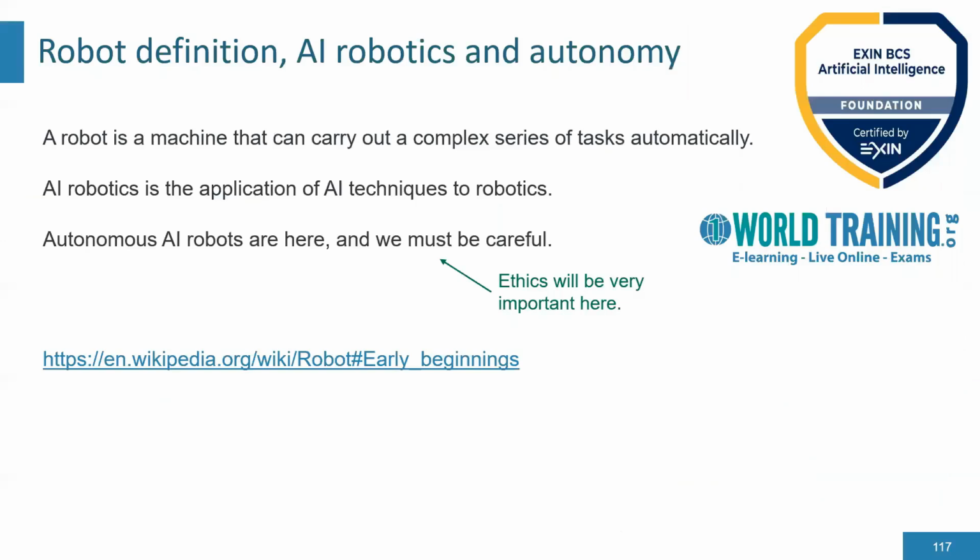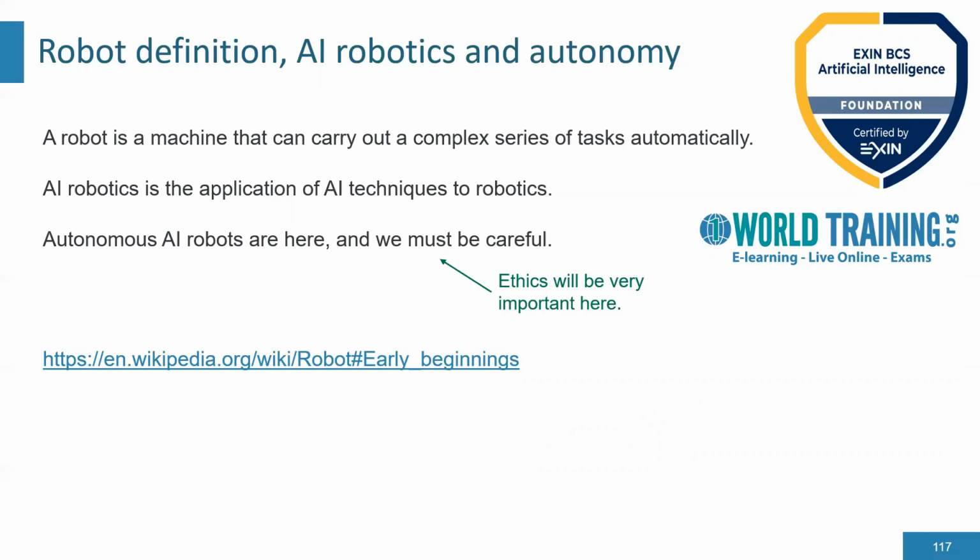So now let's quickly define what a robot is and what AI robotics and autonomy are. As we see, a robot is a machine that can help you to carry out complex tasks, and these tasks can be carried out automatically. So the most important aspect here is that a robot helps you to carry out complex tasks, and these tasks are carried out automatically. These are the two critical words: complex tasks and automatically.